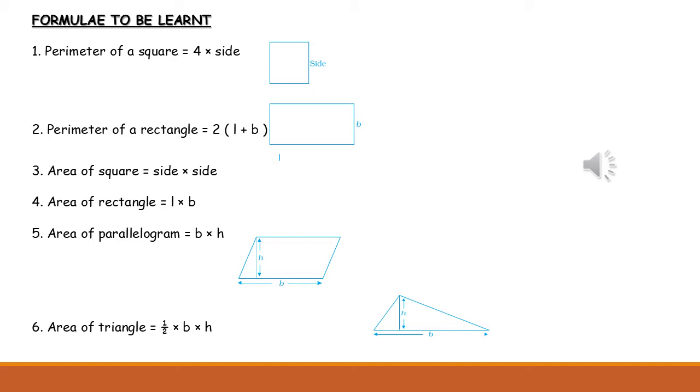The fifth formula is area of a parallelogram. It will be base into height. B stands for base and H stands for height. Area of a triangle will be half into base into height. Why is it so? Because a triangle is formed by equally dividing a parallelogram from its diagonal. So, if the area of a parallelogram is B into H, the area of a triangle will be half into B into H.